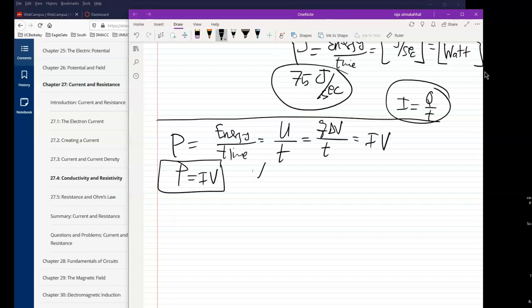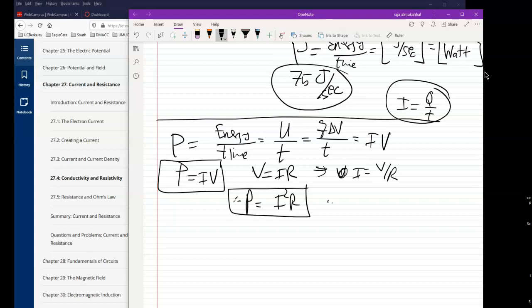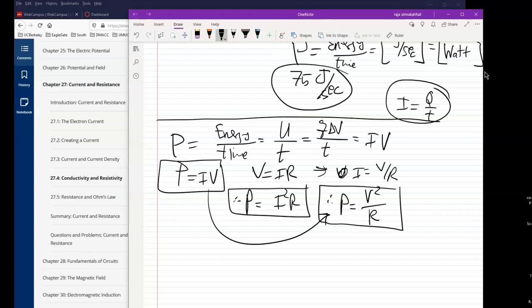Well, we know that Ohm's law says V equals IR. So therefore, power is equal to I squared R. That's another expression. And if I want to eliminate I, for example, I is equal to V over R. So going back to power, I'm going to eliminate the I, so that's going to be V squared over R. So these are the three expressions you have available to calculate power.